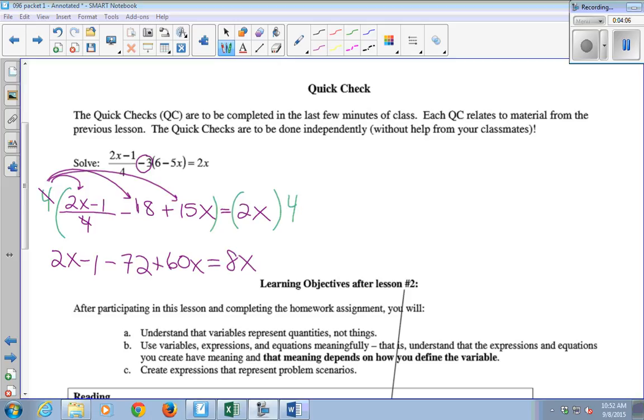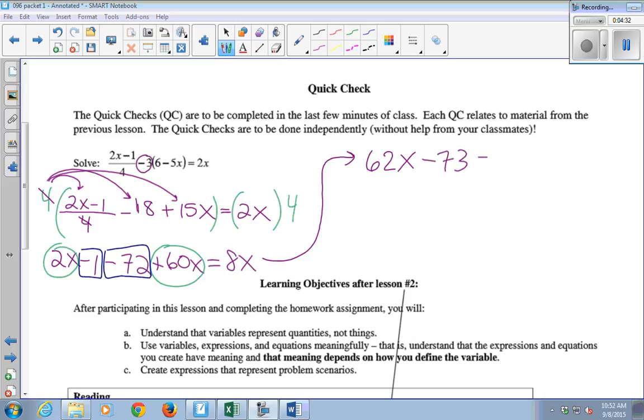All right, now on the left, I'm going to combine like terms. I have a 2x plus 60x. Those are like terms, they both have x's. And then I have like terms -1 and -72. When I combine my x's, 2x plus 60x is 62x. -1 minus 72 is -73. And that equals 8x.